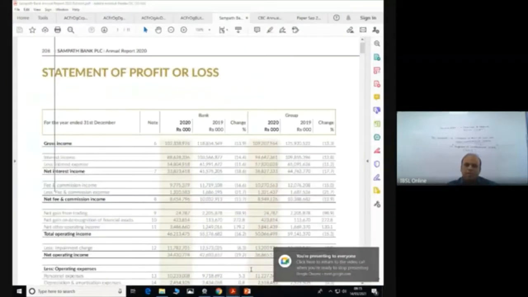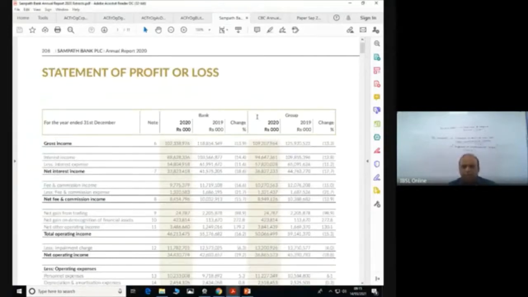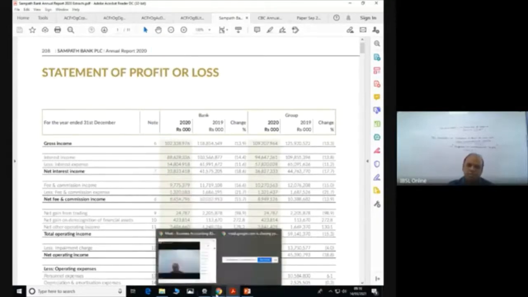That is for comparison. So see, all that we learn in theory is practically happening there. Everything that we learn is practically happening there. Or in other words, what is being practiced is what we learn. So the company name is there, the statement name is there, the period, bank or group, 2020 and 2019 for comparison, and the change is also there. There is another important element. Can anyone pick that? What is that?